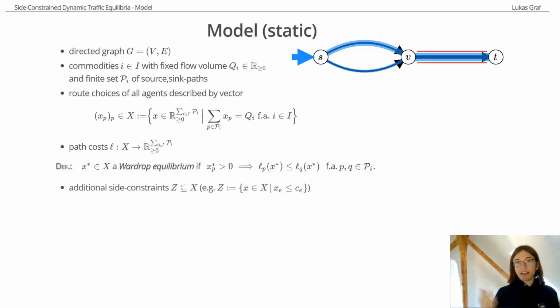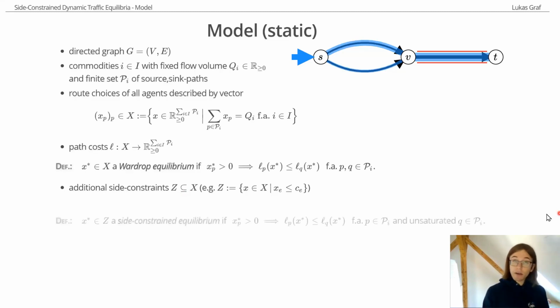Now, within the static model, we can also add site constraints. Like, for example, on this last edge, there's some limit on the volume of flow that's allowed to take this edge. And this constraint then limits the set of feasible strategy profiles. So we have some subset of x. Right? And with that, we can again define an equilibrium.